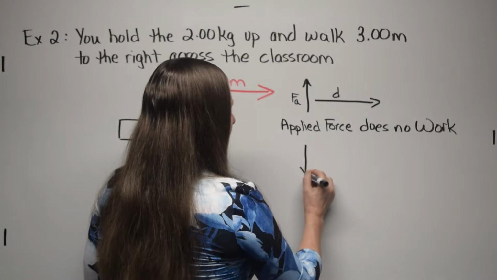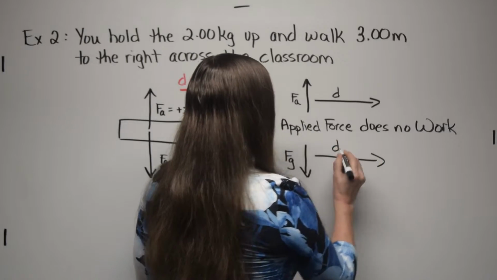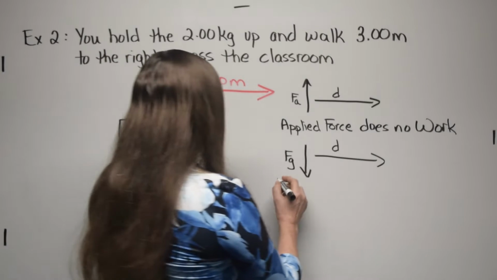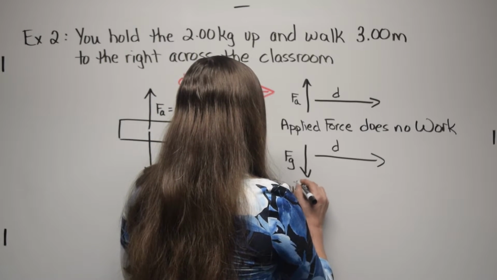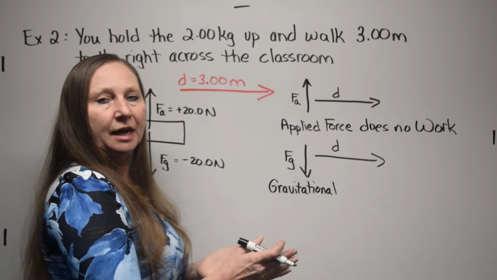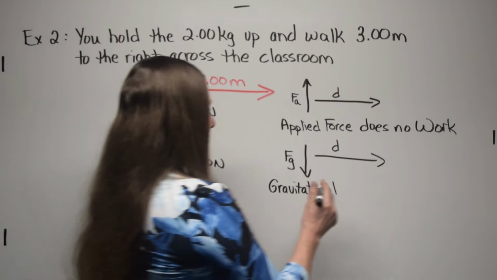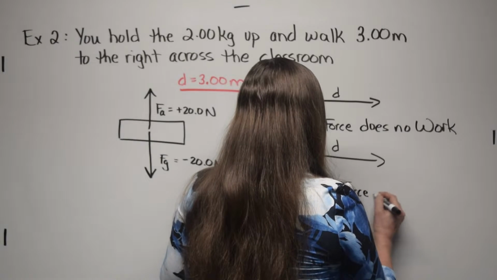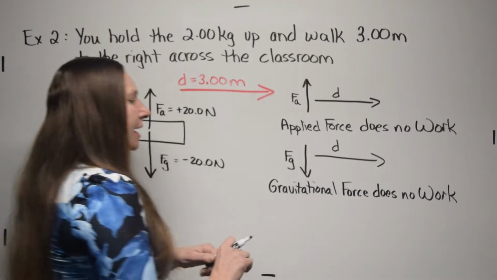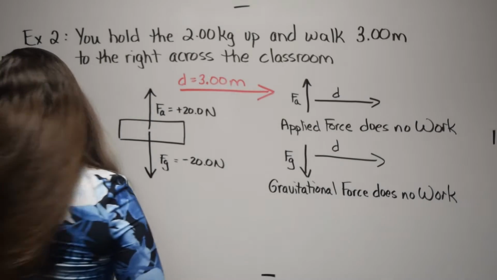Let's look at the gravitational force. The gravitational force is down, Fg. The displacement is to the right. Again, they are perpendicular to each other. So the gravitational force, or the weight, also does no work. Remember, the force and displacement must be parallel in order for work to be done. Which begs the question, which force is causing the book to move to the right?